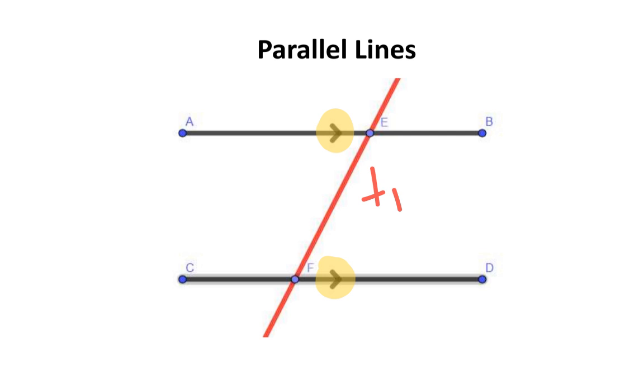There is also a red line intersecting these parallel lines. This is called a transversal. When you see parallel lines with a transversal, there are three special patterns that become apparent.